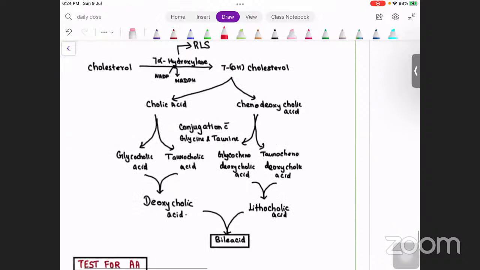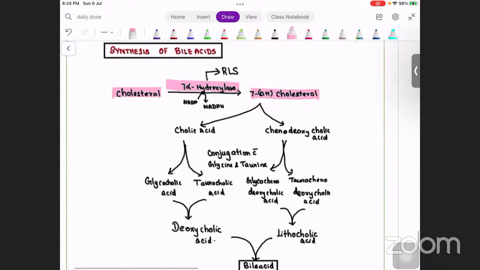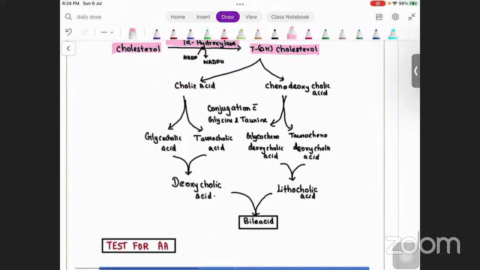Apart from that, you have synthesis of bile acid. In bile acid synthesis, cholesterol will be converted into 7-hydroxycholesterol, mediated by 7-alpha hydroxylase, which is the rate limiting enzyme. And this 7-hydroxycholesterol will be converted into cholic acid and chenodeoxycholic acid.